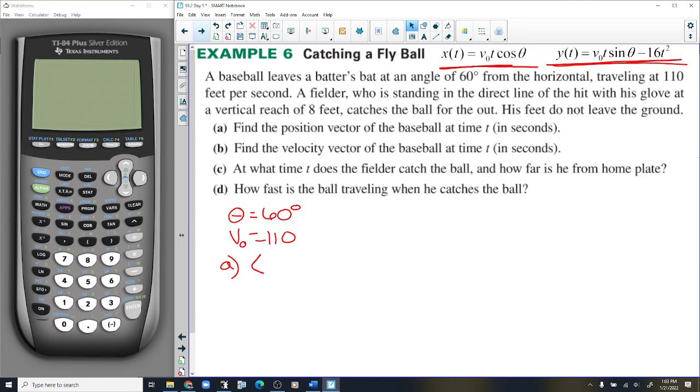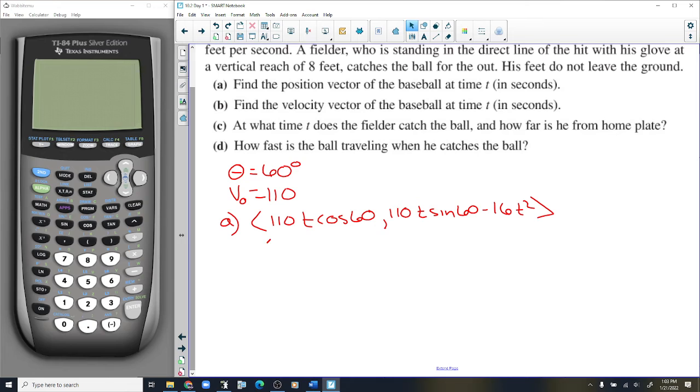x of t is v naught t cosine of 60. And then we have 110 t sine of 60 minus 16 t squared. Those equations are up there at the top. Cosine of 60 is a half, so 55t, and sine of 60 is square root of 3 over 2, so 55 square root of 3 t minus 16t squared.